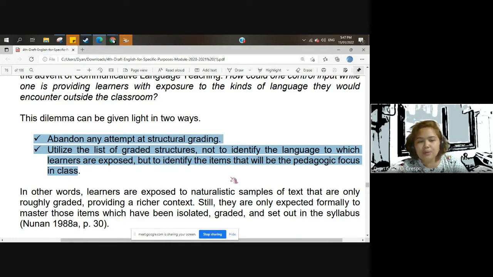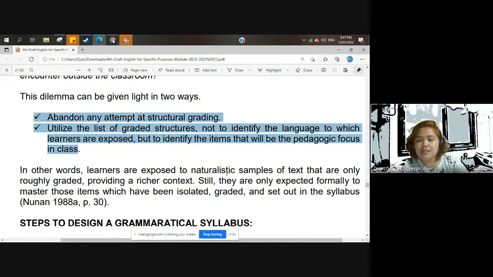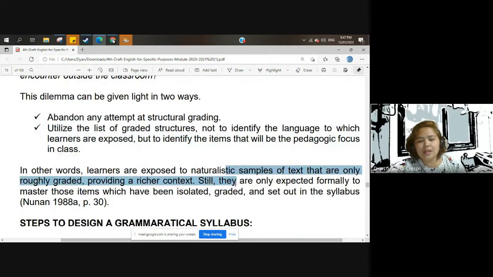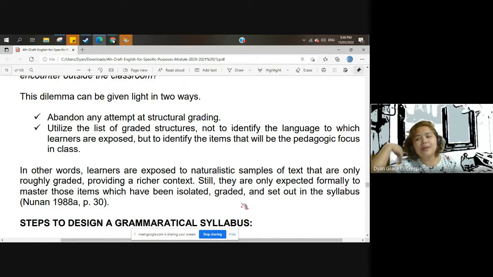Ibig sabihin daw nito, learners are exposed to naturalistic samples of text that are only roughly graded, providing a richer context. Still, they're only expected formally to master those items which should be isolated, graded, and set out in the syllabus, sabi ni Nuna. Now, the grammatical syllabus is very restricted. Kasi before din naman yung pag-aaral is very restricted. It focuses on what the syllabus wants, what the body wants. I mean body, minsan DepEd or the government or the company wants, very restricted sila.